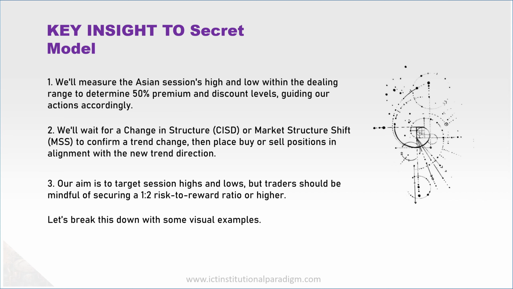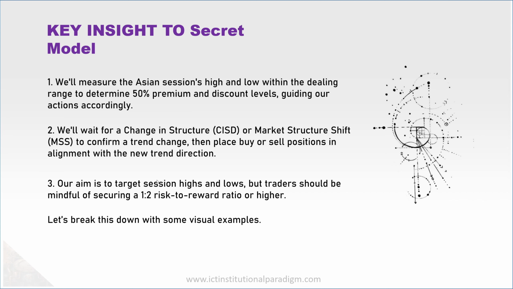Not everything, right? So now, the key insight to the secret model: we will measure the Asian session high and low within the dealing range to determine the 50% premium and discount levels, guiding our actions accordingly. Now we'll be waiting for the change in structure, CISD, or market structure shift, which is MSS, to confirm a trend change, then place our buy or sell positions in alignment with the new trend direction. Now, in the dealing range, if we're above 50%, we will be looking for any PD array. That can be an order block, an inversion fair value gap, a breaker block, or anything, right? Any PD array, right?